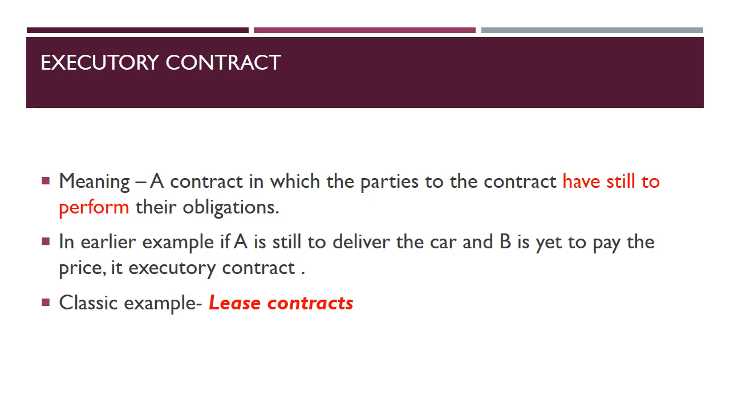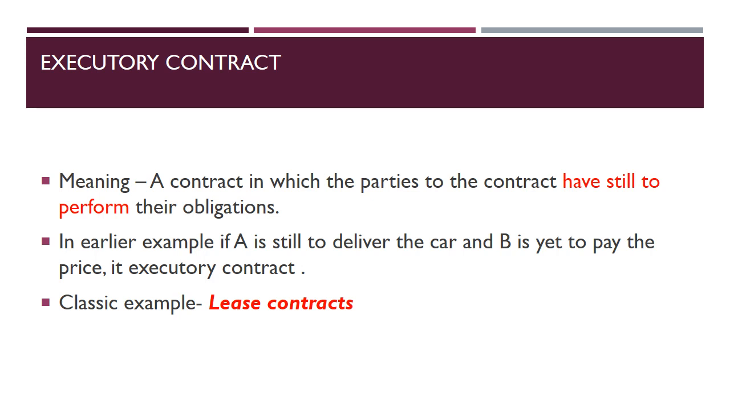When A also delivers the car to B, it will then be an executed contract, because both the parties have done their part. So till the time one party still has to make their performance, it is called an executory contract.